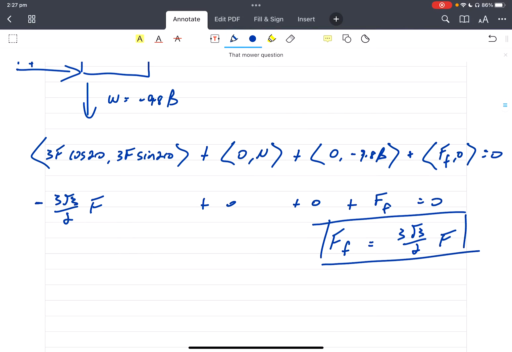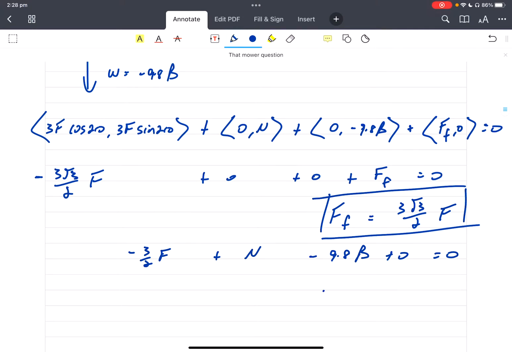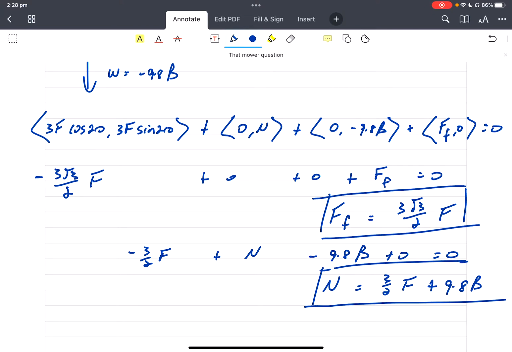Let's get the y component out. It's going to be minus 3 on 2 f. And I can go normal equals, there's another equation. Okay.